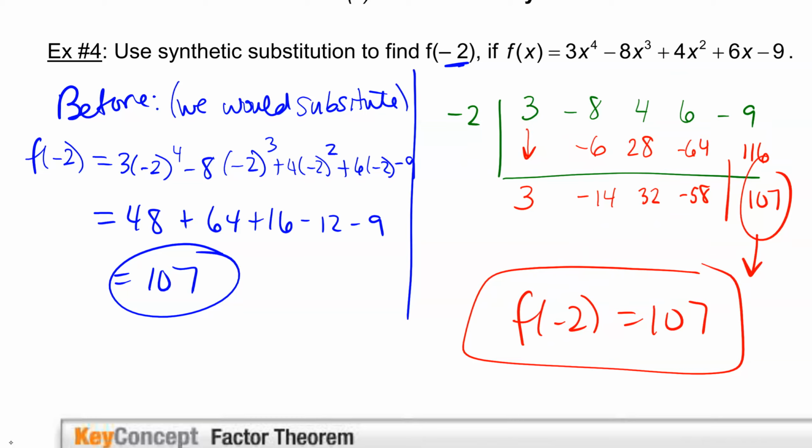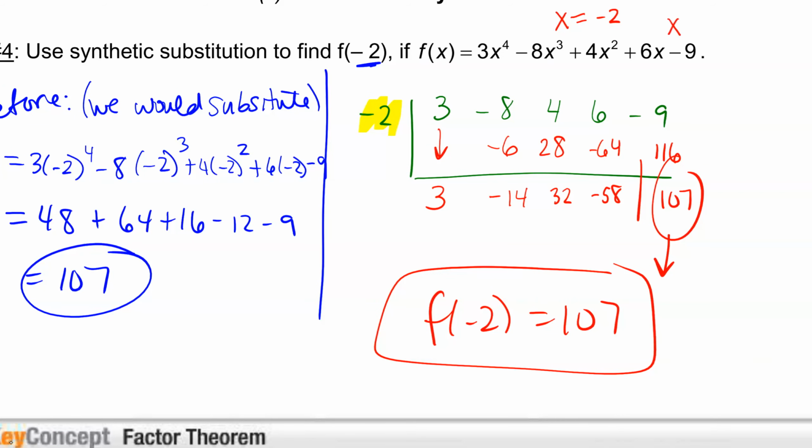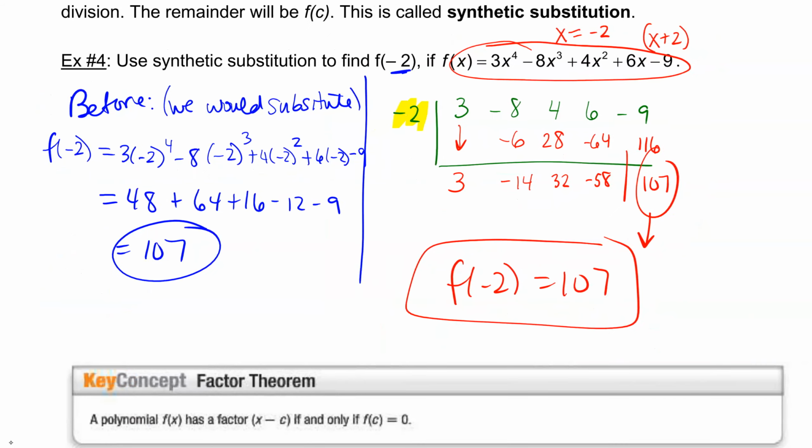Because imagine if we had a bigger function, you just use -2. Because if I set x equal to -2 and set that equal to 0, this is the same thing as the factor of x plus 2. So effectively, we divided this whole function by x plus 2. And since it doesn't go evenly, we have a remainder, so it's not actually a factor. Cool. Okay, so that's how you do synthetic substitution.